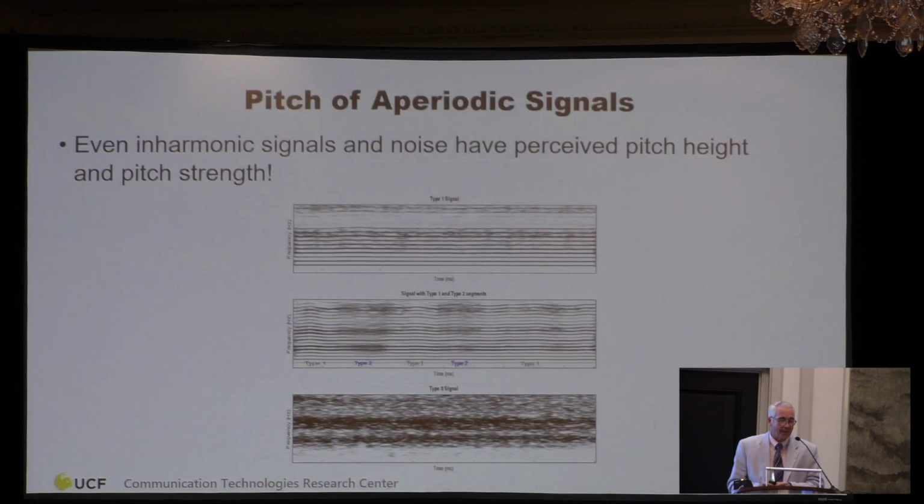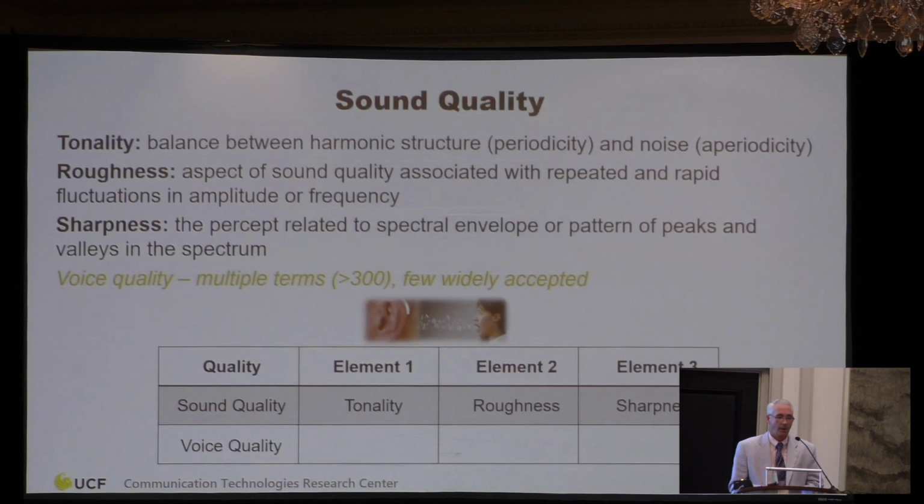We also have pitch of aperiodic sounds, and so if you think of type 1, type 2, type 3 voices, type 1 tend to be very periodic by definition, type 2 and type 3 less periodic, but they still have a distinguished pitch. So pitch is still carried by the spectrum of those sounds. And finally, I'll leave us with this notion of sound quality in general, unrelated to voice or speech, being made of 3 primary elements. Tonality, the difference between being very harmonically rich versus less harmonically rich, roughness, fluctuations in amplitude and frequency, and sharpness, a spectral pattern that's very distinct.